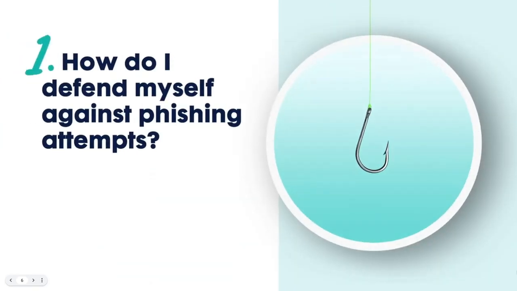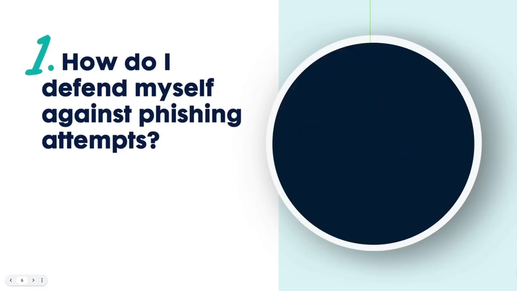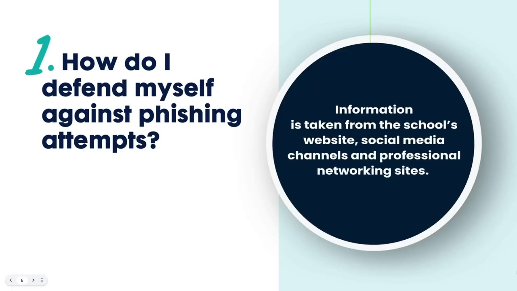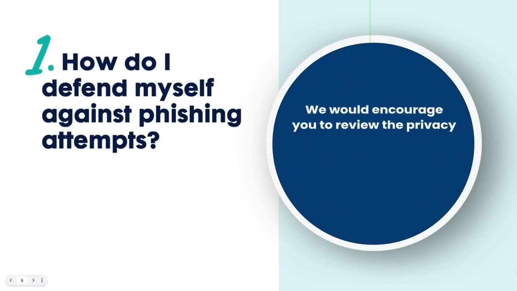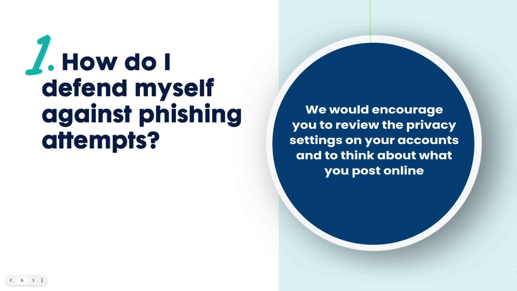Cyber attackers can use publicly available information about you and your school to help make their targeted phishing attempts look more convincing. This information is often taken from the school's website, social media channels, and professional networking sites. Information known as your digital footprint. We don't advise removing all traces of yourselves from the internet, but we would encourage you to review the privacy settings on your accounts and think about what you post online.